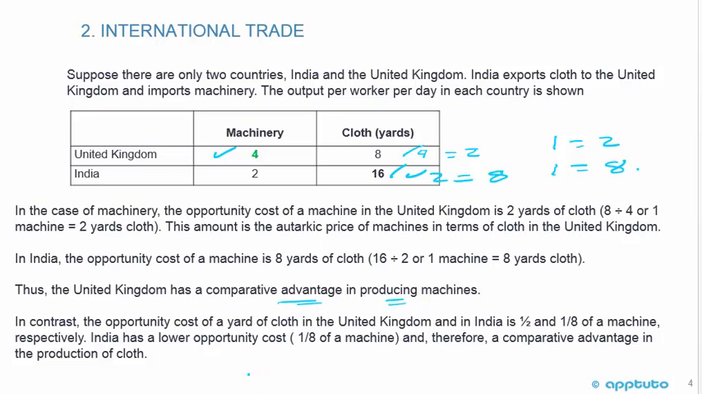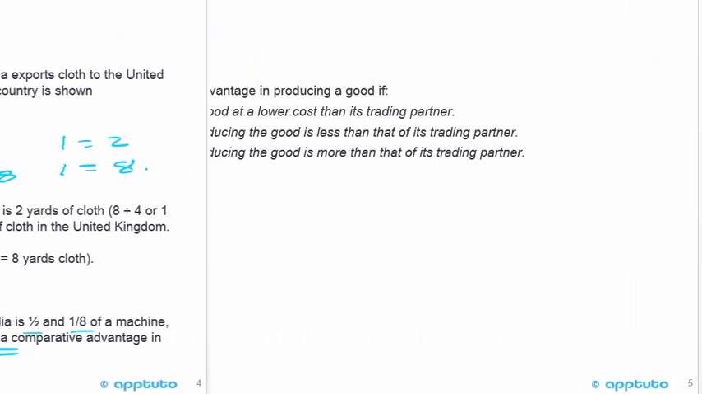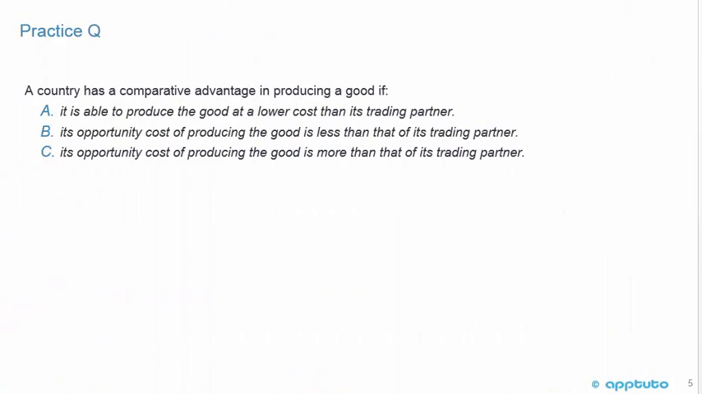Now, when we look at the opportunity cost of a yard of cloth in the United Kingdom and in India, well, we just do the fraction the other way. We do 4 divided by 8, that's going to equal 1/2, and we do 2 divided by 16, and that's going to equal 1/8, okay? So you can see here that the opportunity cost of a yard of cloth in the United Kingdom and India is 1/2 and 1/8 of a machine, respectively. Therefore, India has a lower opportunity cost, 1/8 of a machine, and therefore a comparative advantage in the production of cloth. So let's do a couple of practice questions to consolidate our understanding.